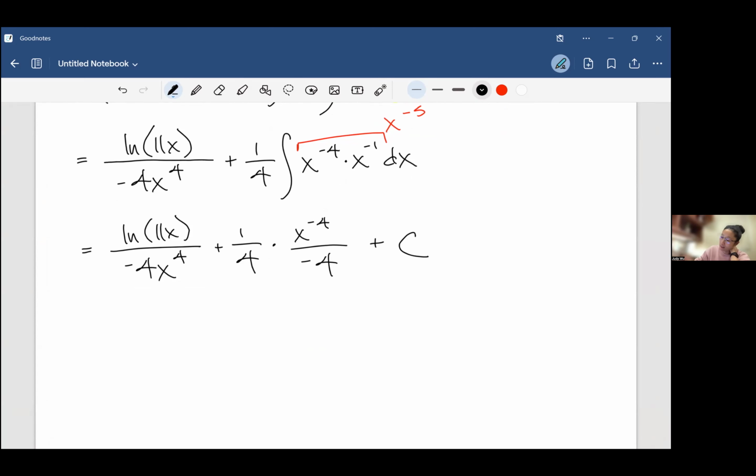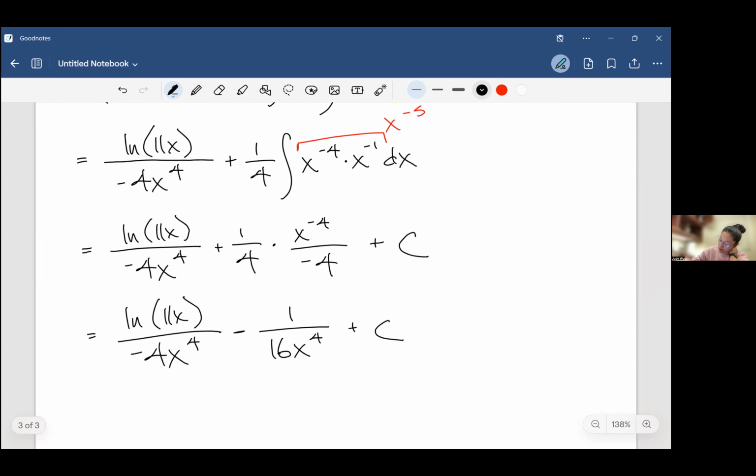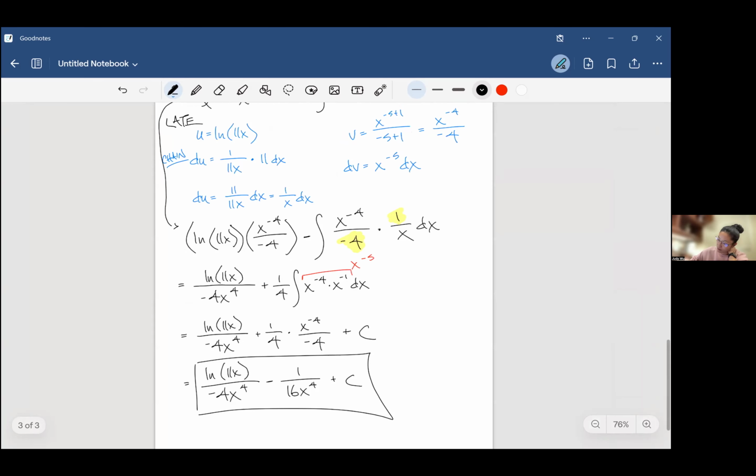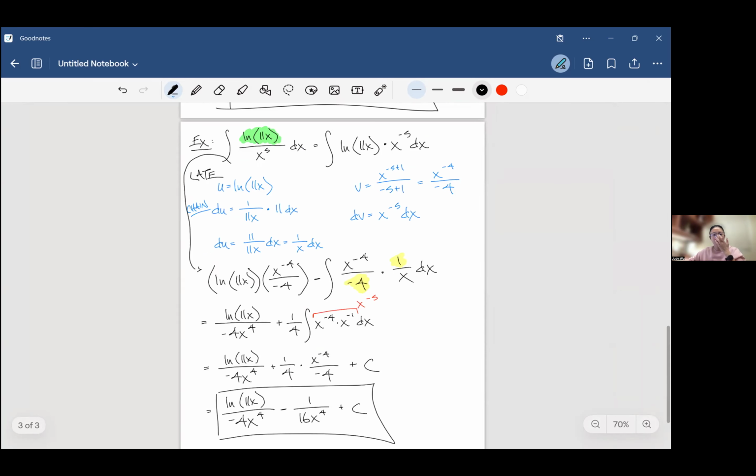Last thing, let's clean up our fraction, make sure we got a single term where we can. We get natural log of 11x over negative 4x to the fourth minus 1 over 16x to the fourth plus c. All right. And let me get that all on one page for you.